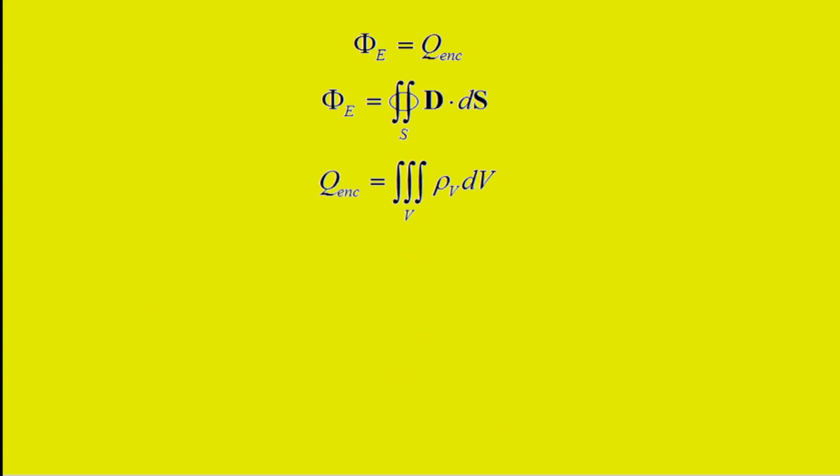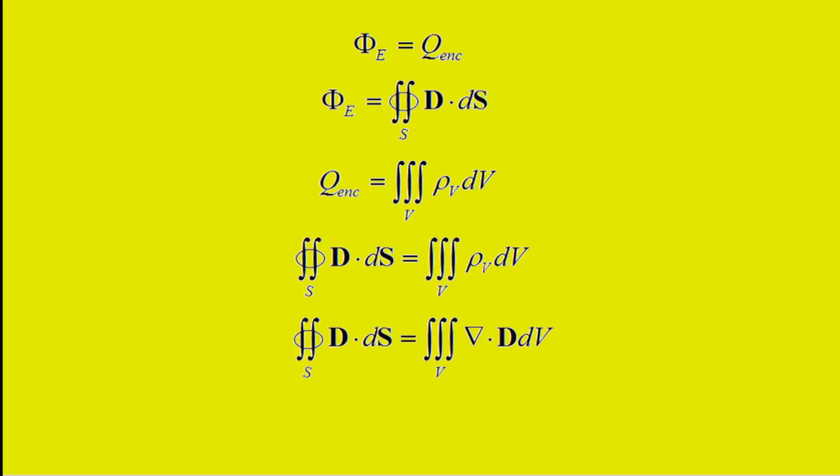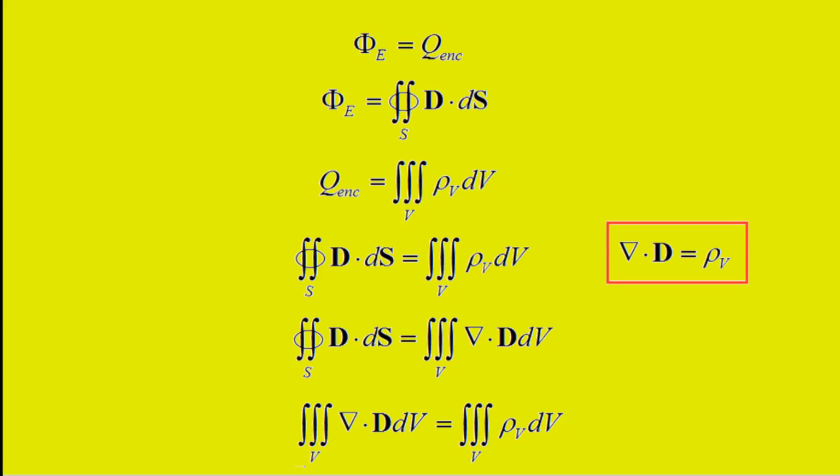The total charge is equal to the volume charge density integrated over the volume of the object. Plugging both of these relations into Gauss's law, we get this. We can use the divergence theorem on the left-hand side to write the surface integral as a volume integral. Plugging this back in, we get this. Since the two integrals are integrating over the same volume, the integrands of both sides must be equal. This leads to the final form of Gauss's law.